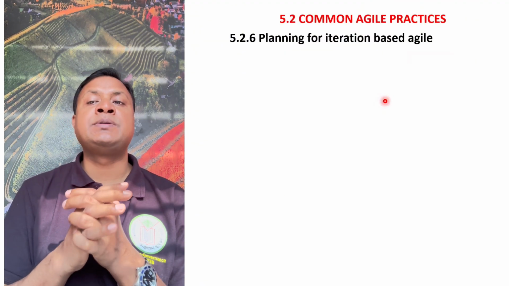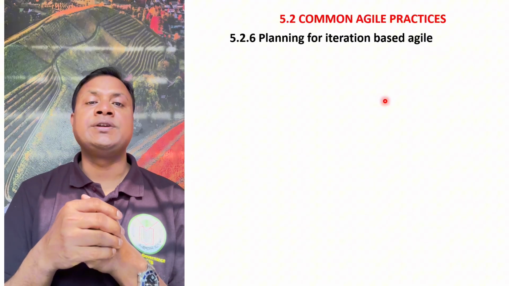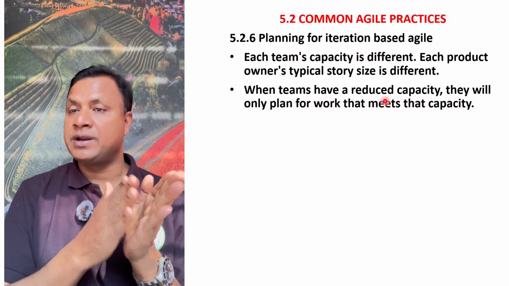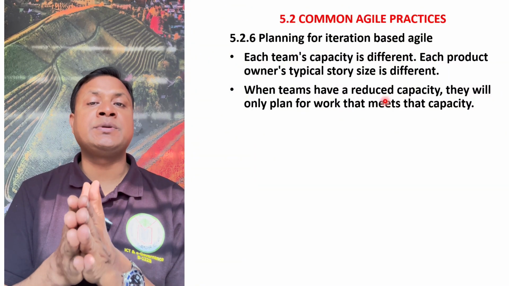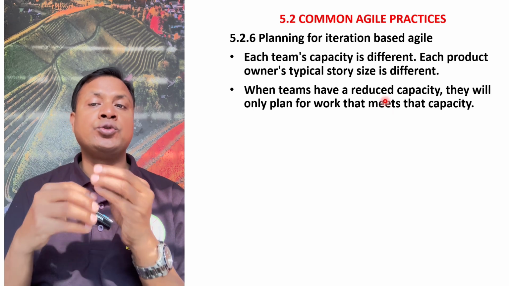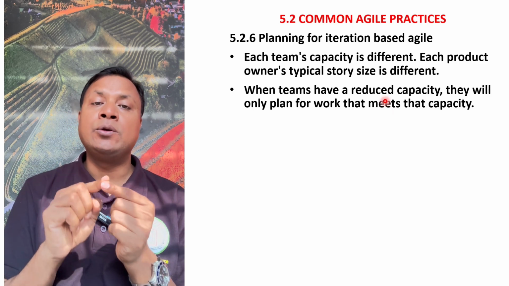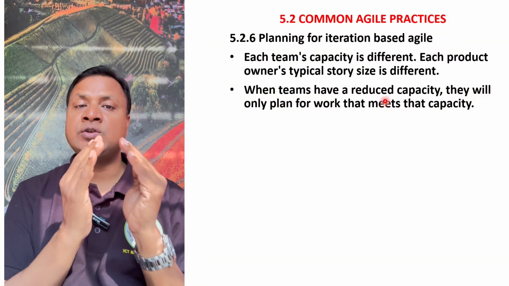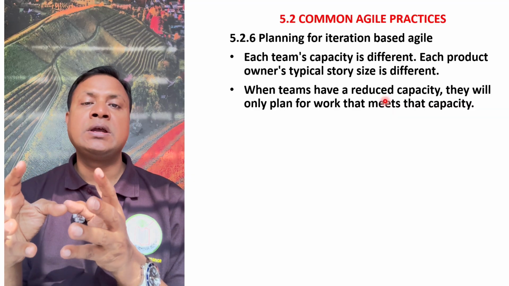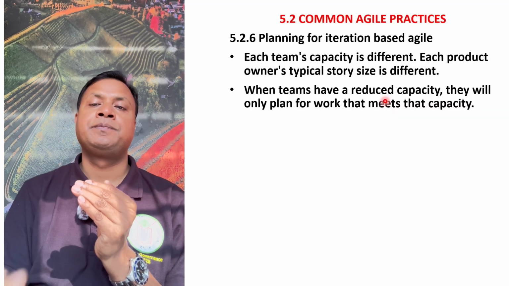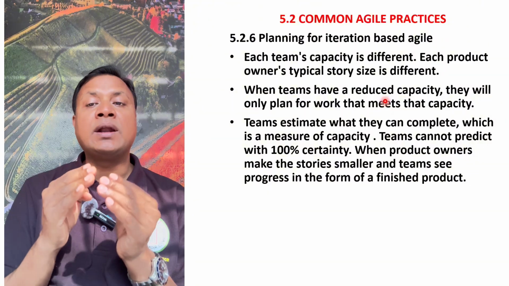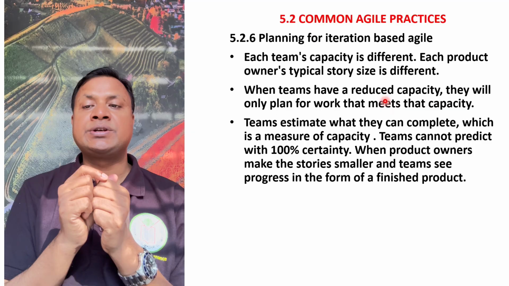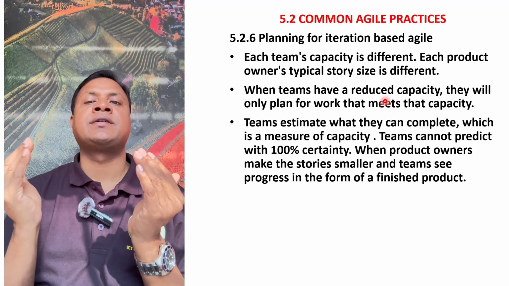And number 6 is planning for iteration-based agile. For iteration-based agile, we need some planning. Each team's capacity is different. Each product owner's typical story size is also different. When teams have a reduced capacity, they will only plan for work that meets that capacity. As per the capacity of the team, you give them the stories to perform within a specific time. Teams estimate what they can actually complete, which is a measure of capacity. Teams cannot predict with 100% certainty.